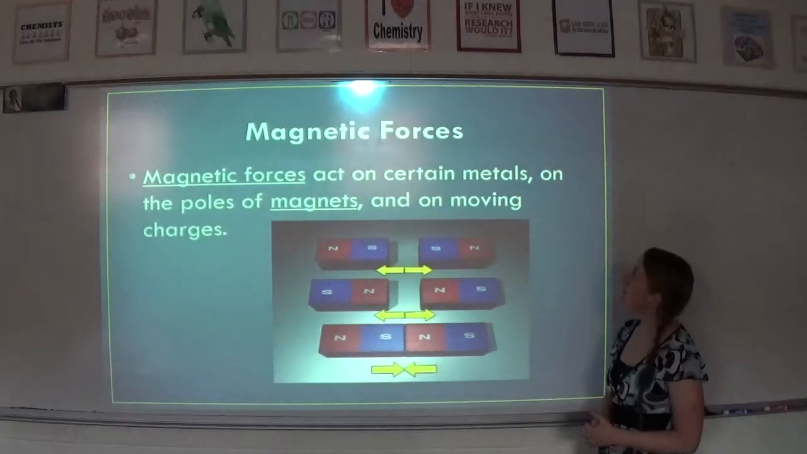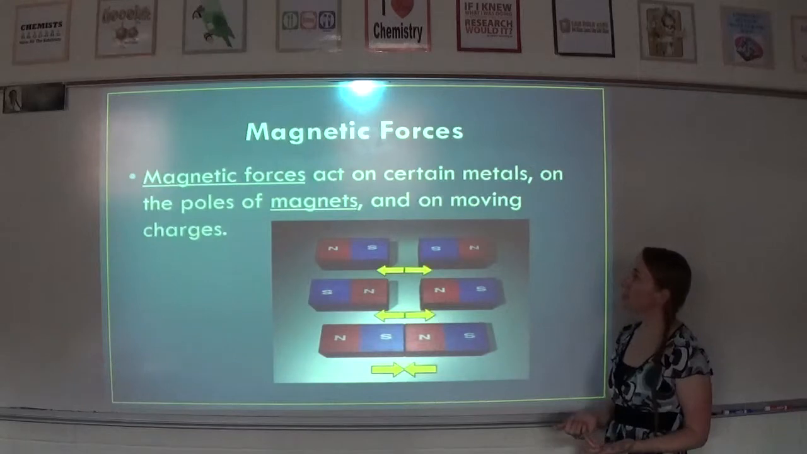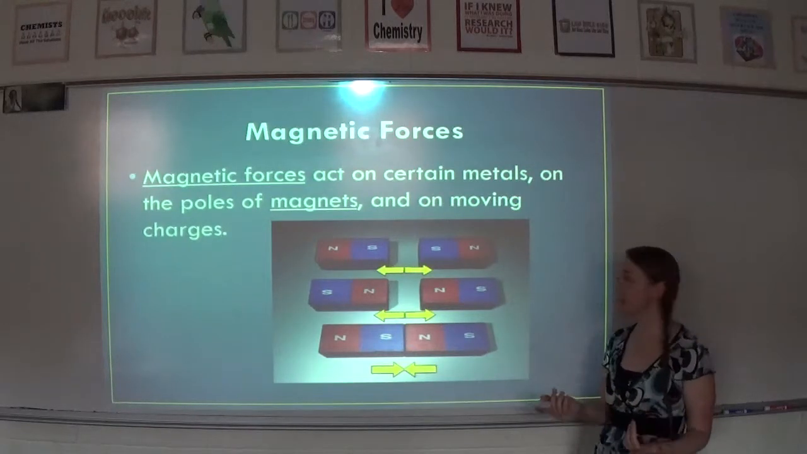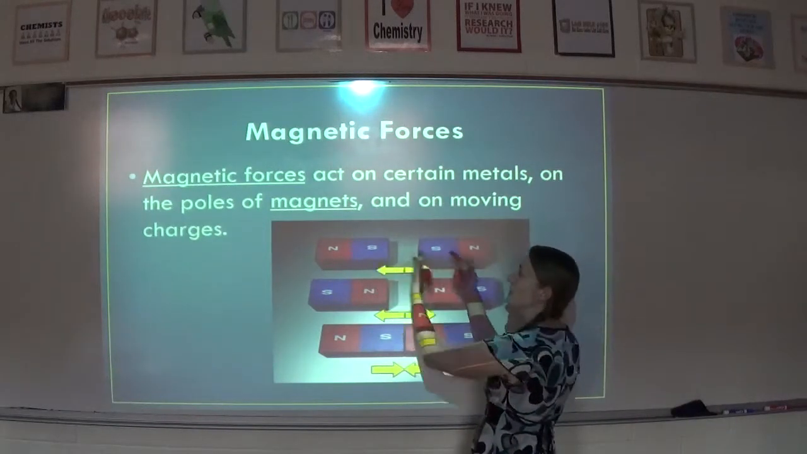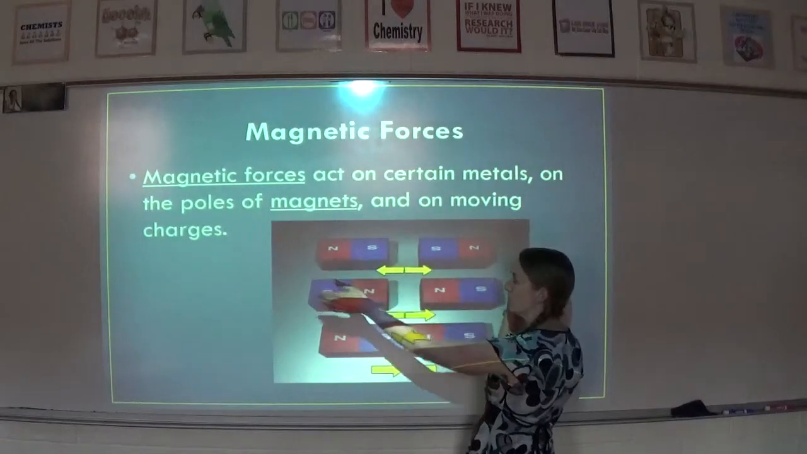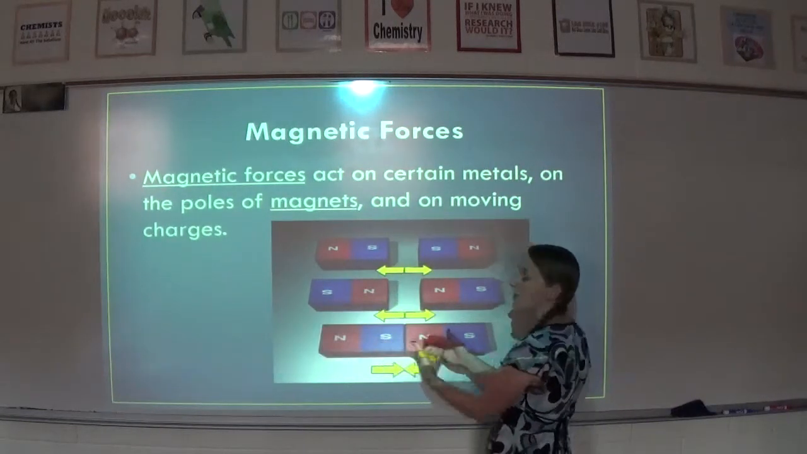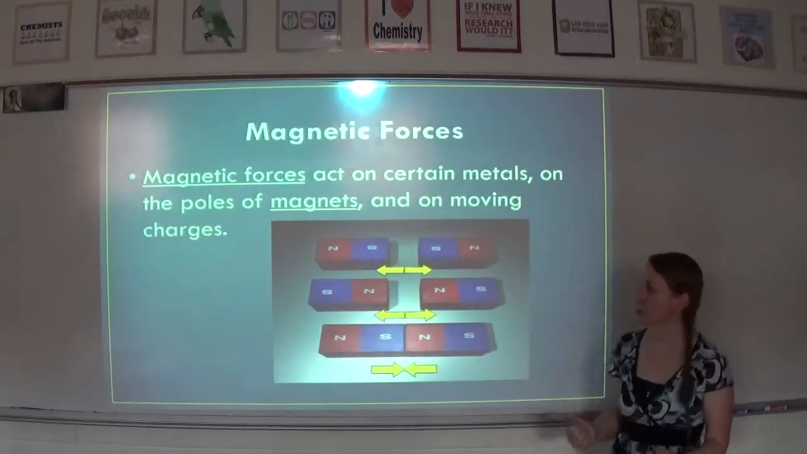Magnetic forces act on certain metals, on the poles of magnets, and on moving charges. And so as we just discussed in the previous example, 2 of the same poles, 2 south poles will repel, 2 north poles will repel, but a north and a south, opposite poles, will attract one another.